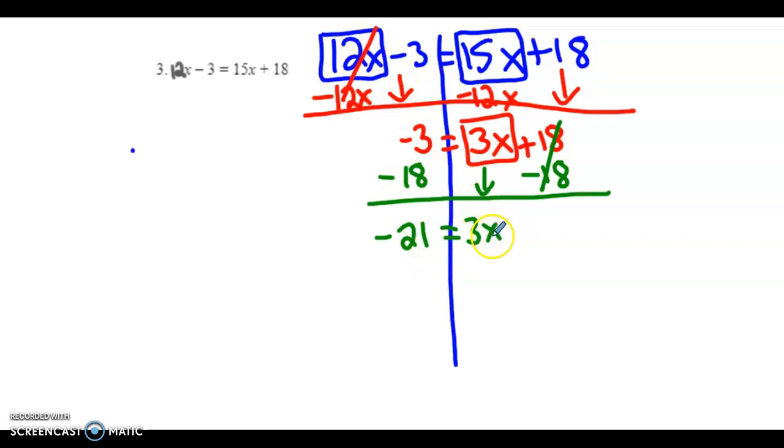Now remember, we're still trying to get the x by itself. Right now you have 3 times x. The opposite would be to divide. So I'm going to divide each side by 3. And x will equal -7.